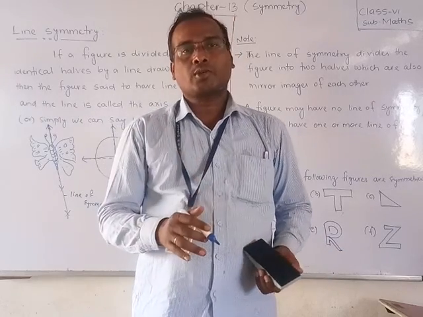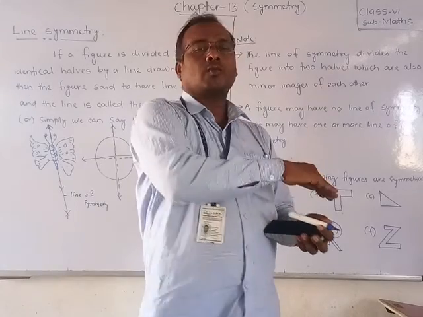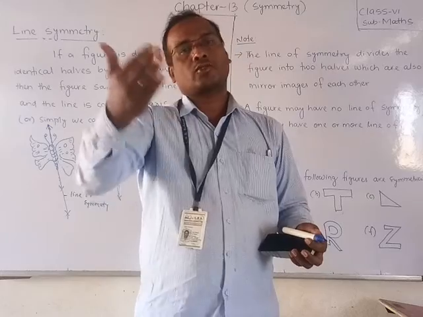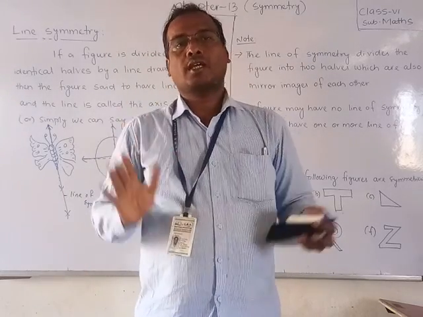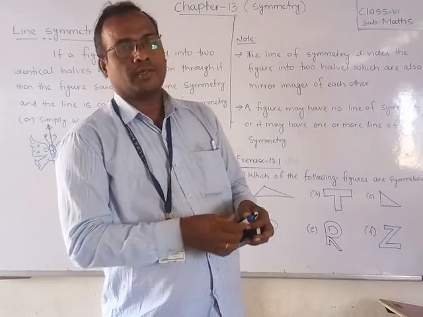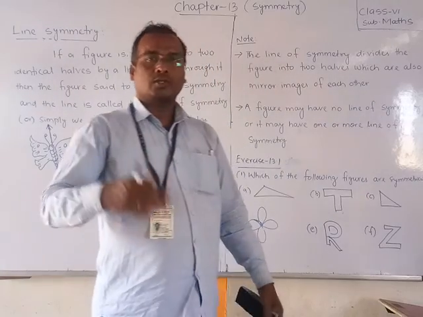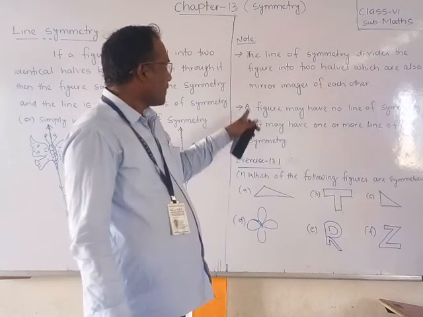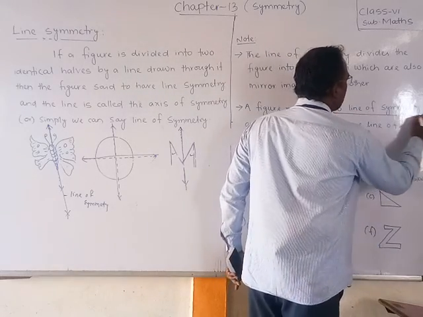Okay, carbon paper also, you have seen that if you draw something, then equal parts will form on the carbon paper, like a Xerox. Same like in a mirror reflection. And the place where the mirror and the paper touch is called the line of symmetry. So the line of symmetry divides the figure into two equal halves, which are also mirror images. Okay, a figure may have no line of symmetry.